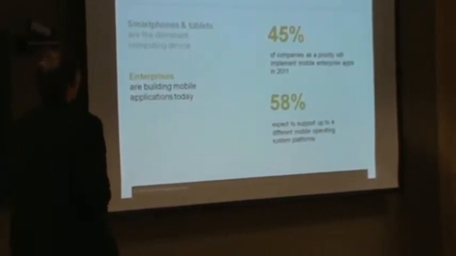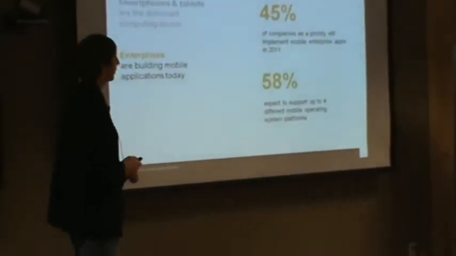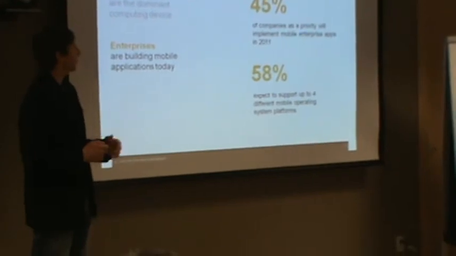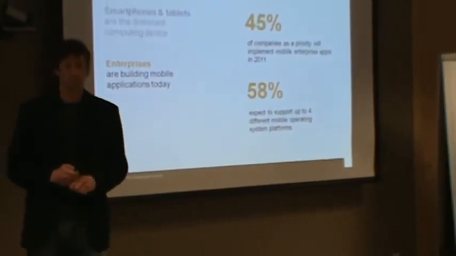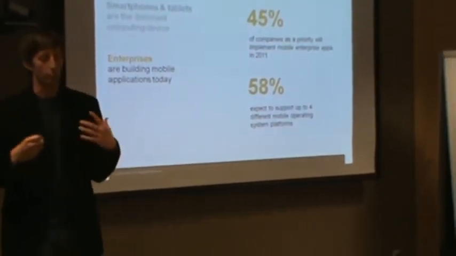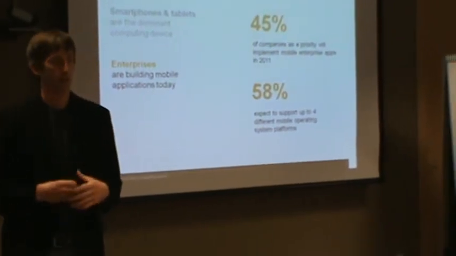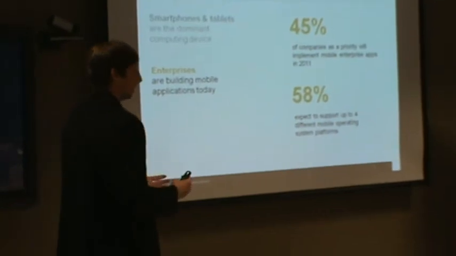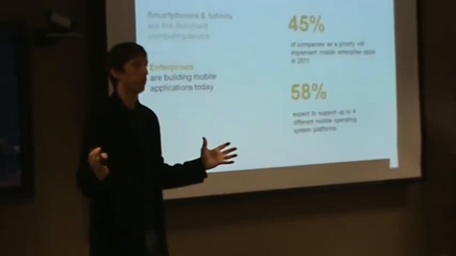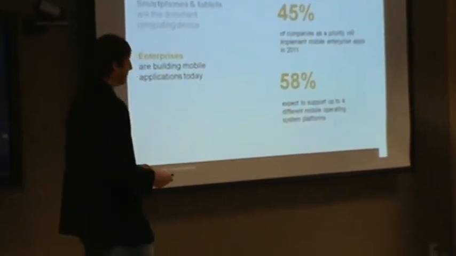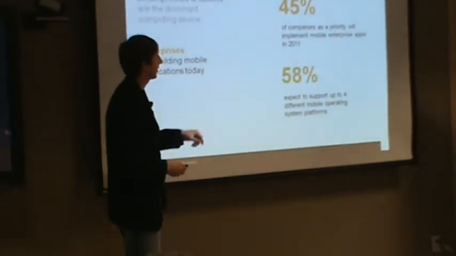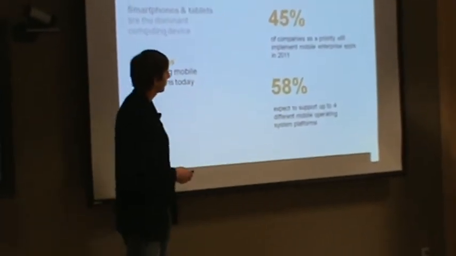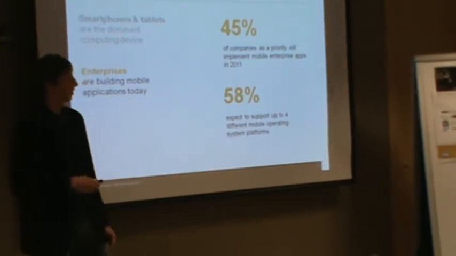Some really quick facts: 45% of companies, as a priority, will implement mobile enterprise apps. So there's an amazing number of business apps now coming out on the market. Apple is also making a big priority of marketing and supporting this whole push towards business apps, so you see more and more of that on the App Store today. 58% will support up to 4 different operating platforms.